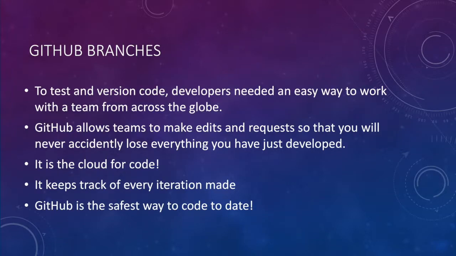on a separate branch. Now GitHub allows teams to make edits and pull requests so that you will never accidentally lose everything you have just developed. And the boss man can check over the code and then he'll approve of that pull request so you can take it into the master branch or the root of the tree. And again, GitHub by far is the most popular and safest way to test and version your code to date. Like I said, it is the cloud for code.